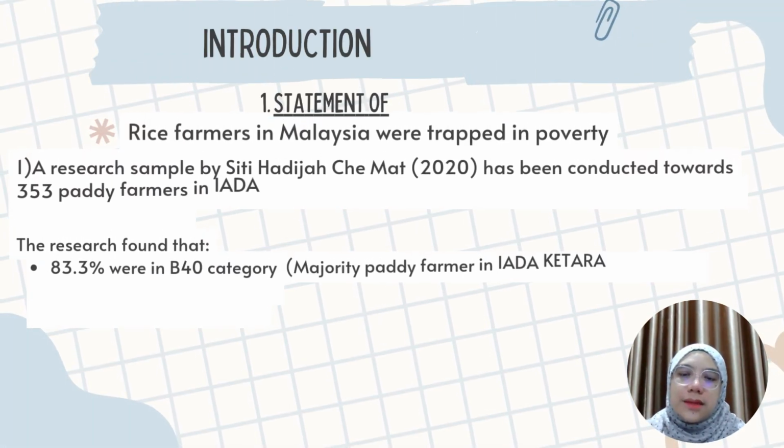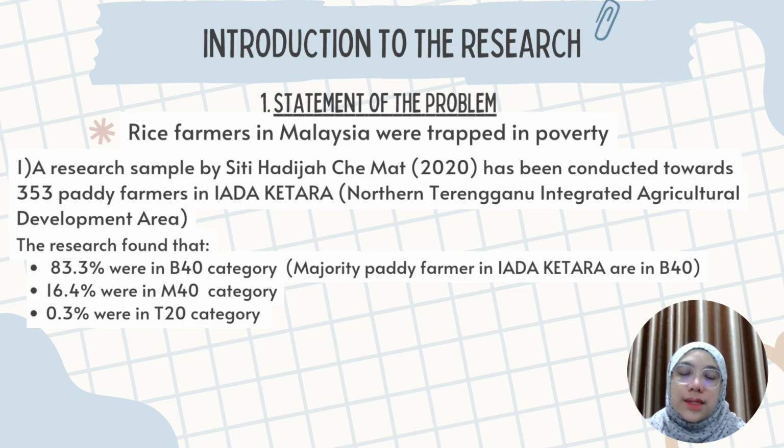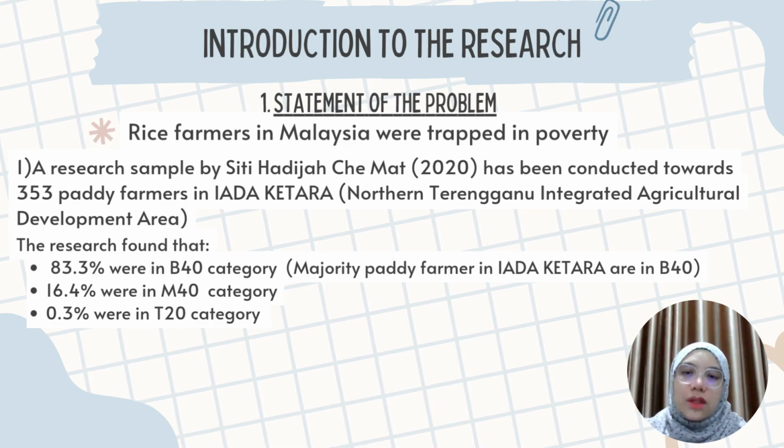In 2019, the government introduced the categorization of household income in Malaysia by group. The first group is the B40 category, the second group is the M40 category, and the third group is the T20 category. The B40 category is the lowest household income in Malaysia, M40 is the middle household income, and T20 is the highest income in Malaysia.